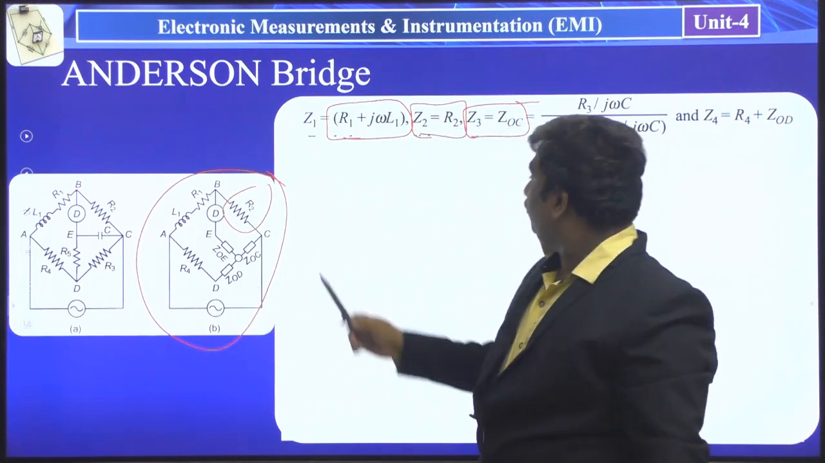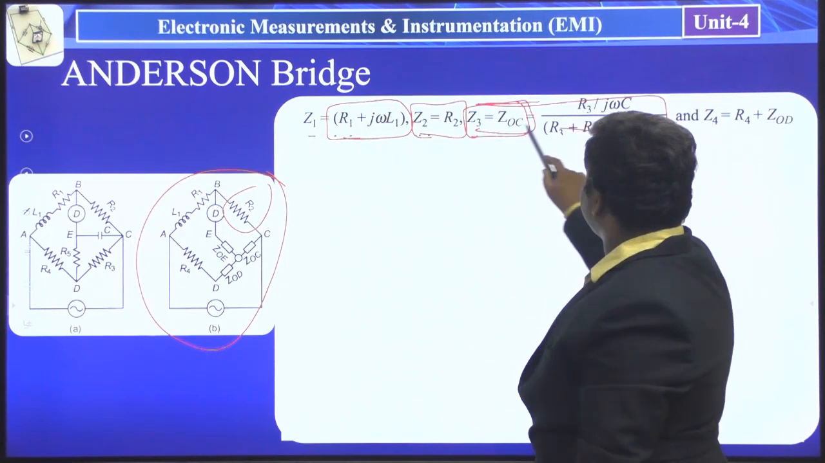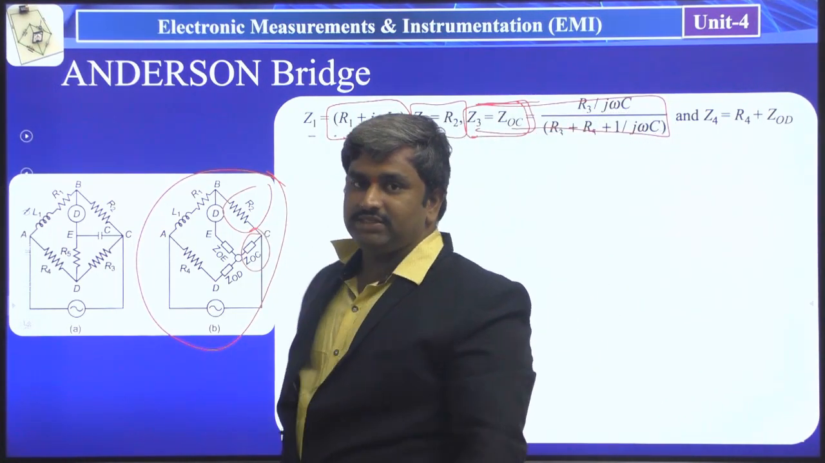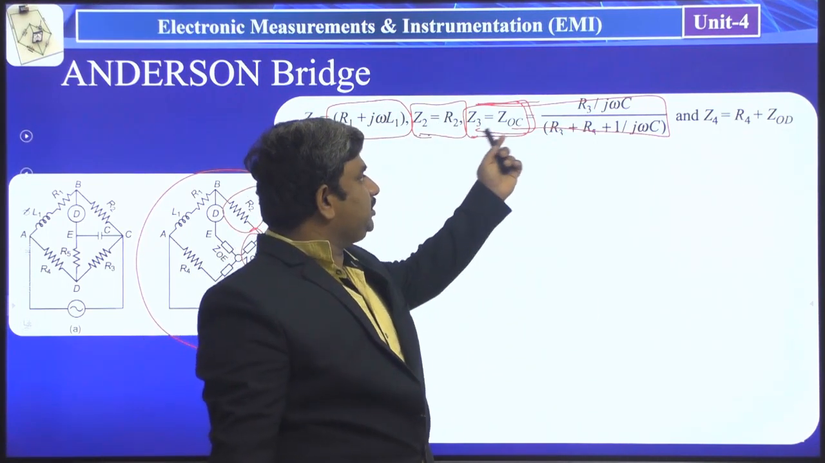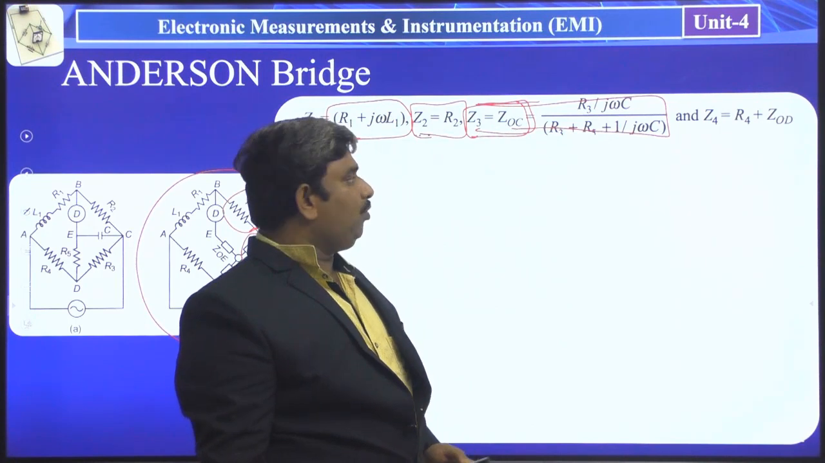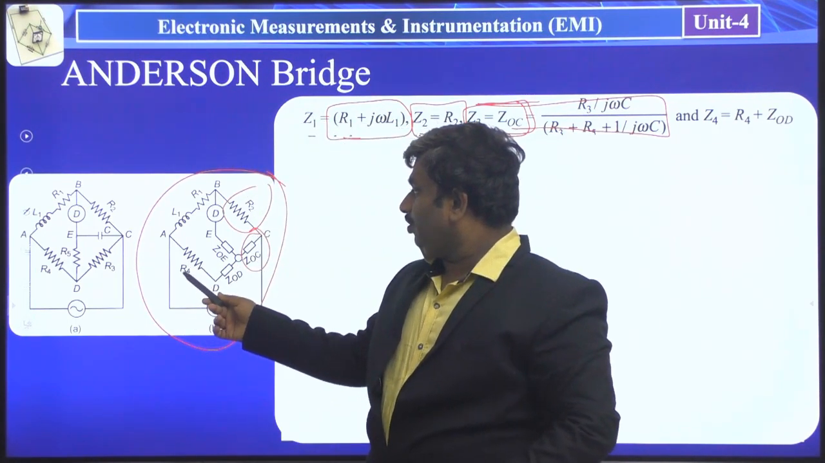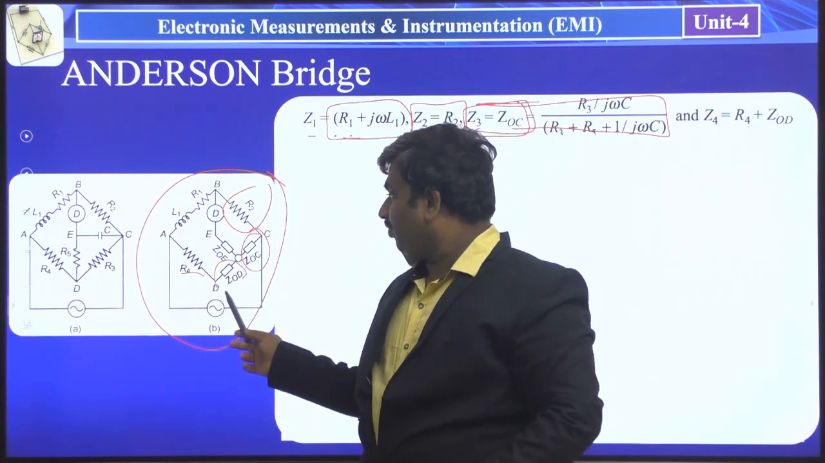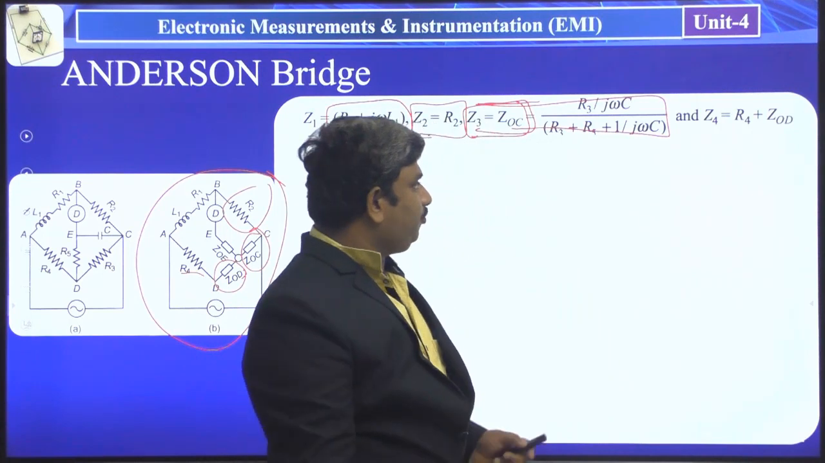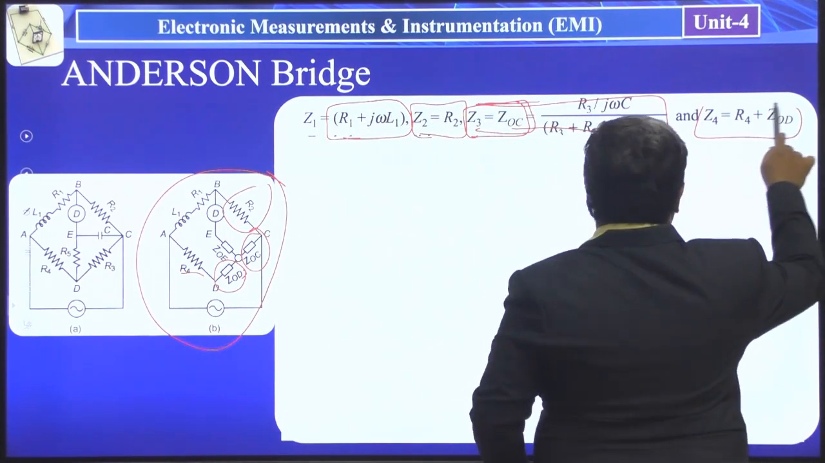R4. So see here, ZOC. The Z3 is equal to ZOC. Here, this arm I am representing as the third arm, that is ZOC. The ZOC is equal to R3 by j omega c by R3 plus R5 plus 1 by j omega c. And the last term Z4 is equal to R4, and this ZOD also comes under the category of the fourth arm. So the fourth arm Z4 is equal to R4 plus ZOD.